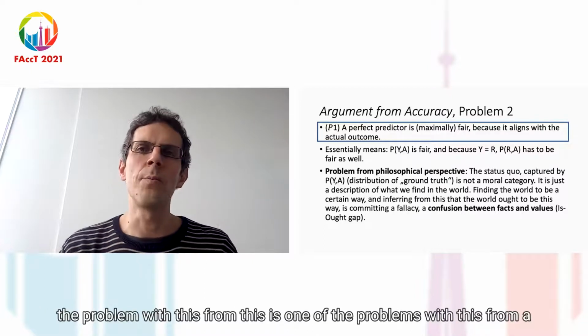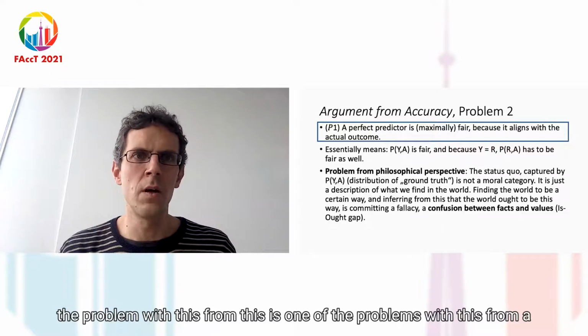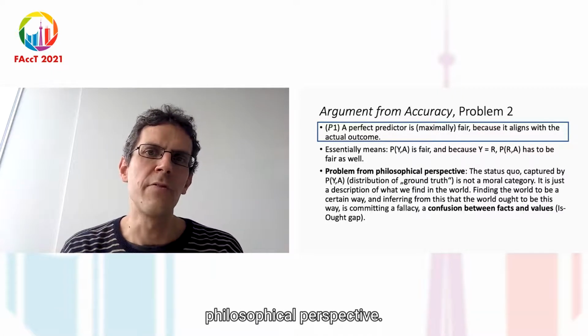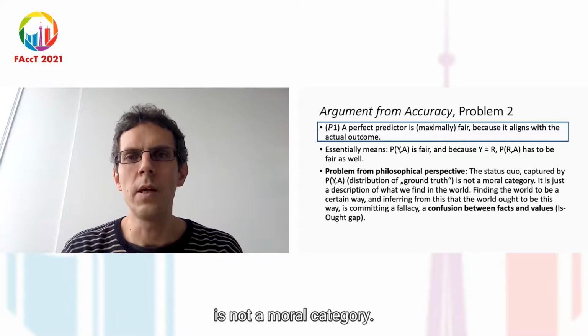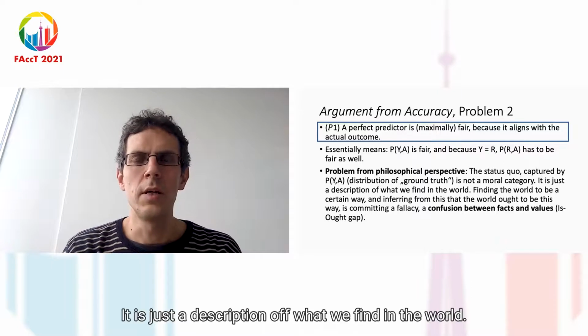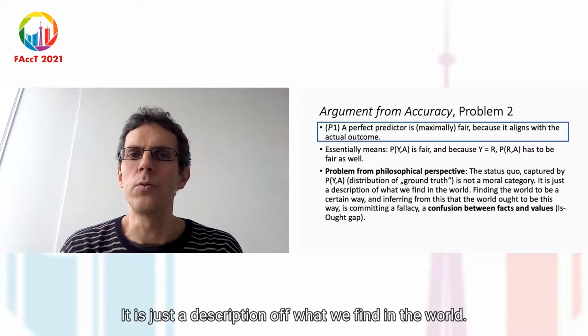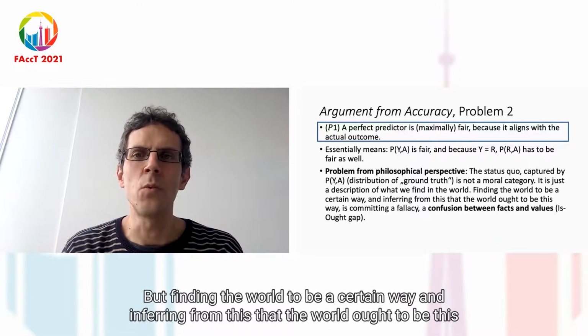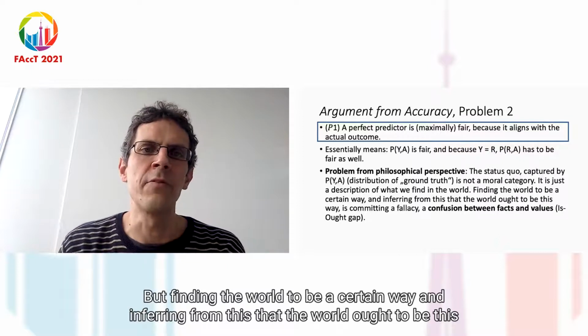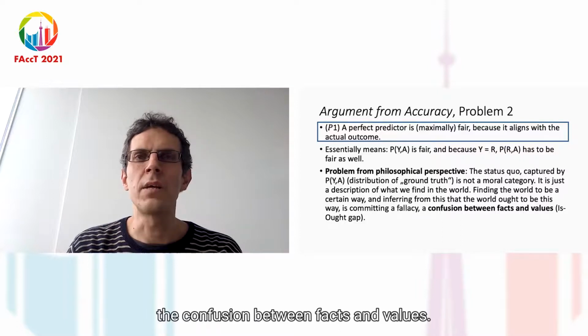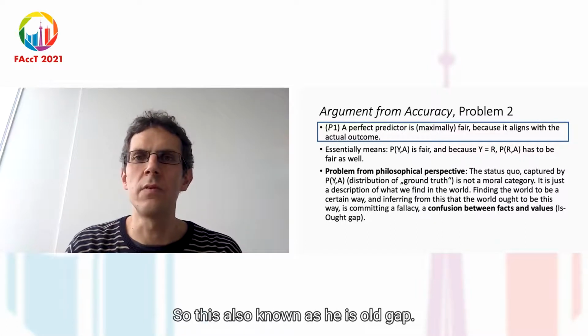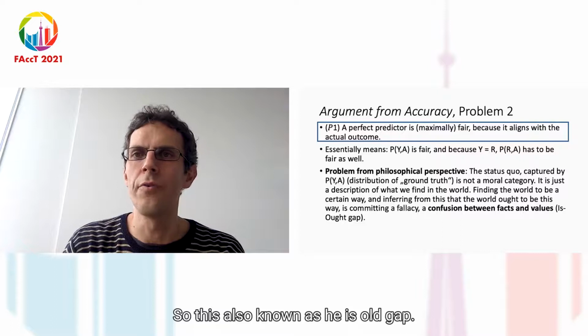One of the problems with this, from a philosophical perspective, is that the status quo captured by the distribution of Y and A is not a moral category. It is just a description of what we find in the world. But finding the world to be a certain way and inferring from this that the world ought to be this way is committing a fallacy, a confusion between facts and values. This is also known as the is-ought gap.